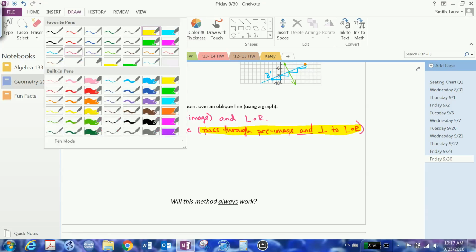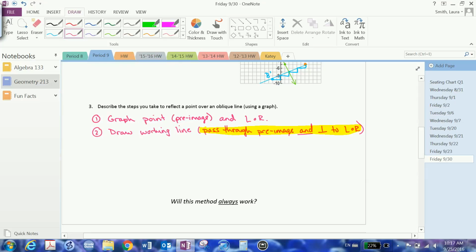If you do either of these wrong, then you don't stand a chance. Okay? All right. Once we had our working line on there and our pre-image, it's sort of a matter of counting. We're going to count using that perpendicular slope, right? From the pre-image until we get to the line of reflection.